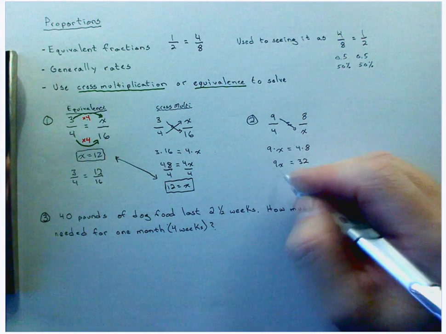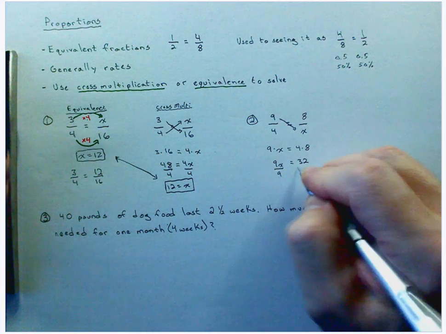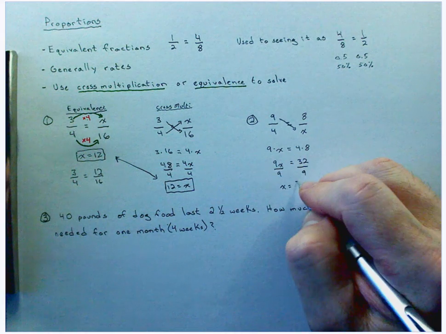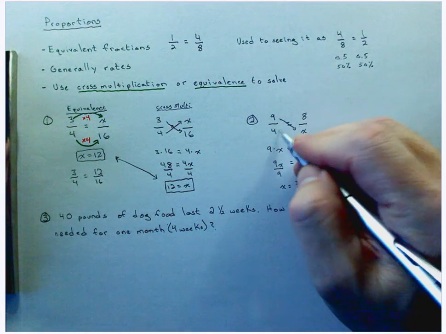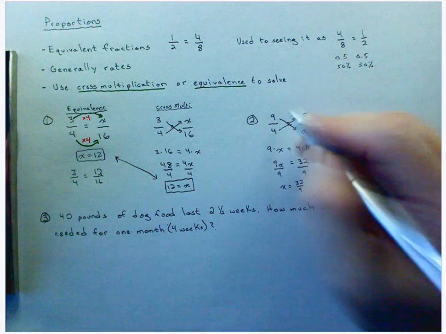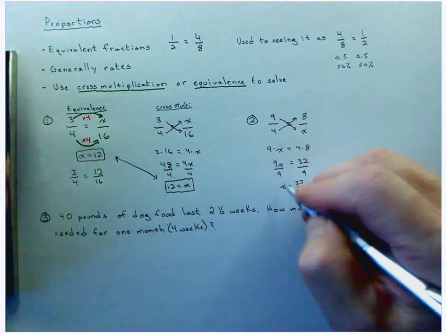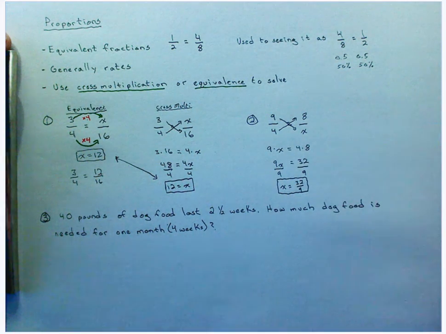Again, I now have a one-step equation. Divide both sides by 9, and I'm left with x equals 32/9. I would have never known that to be the equivalence up here. I could have guessed, but cross multiplication allowed me to get a very unusual fraction.